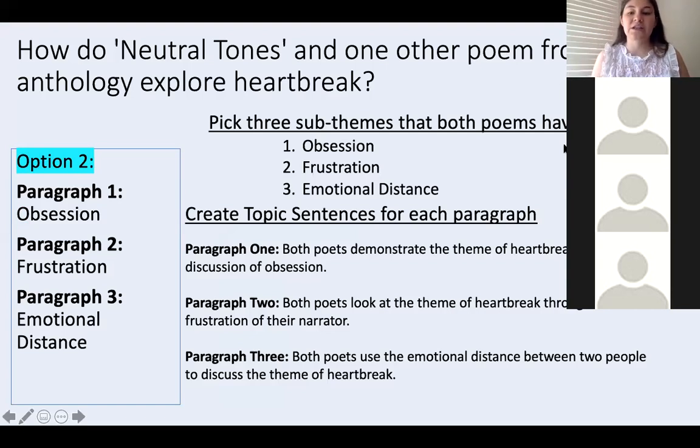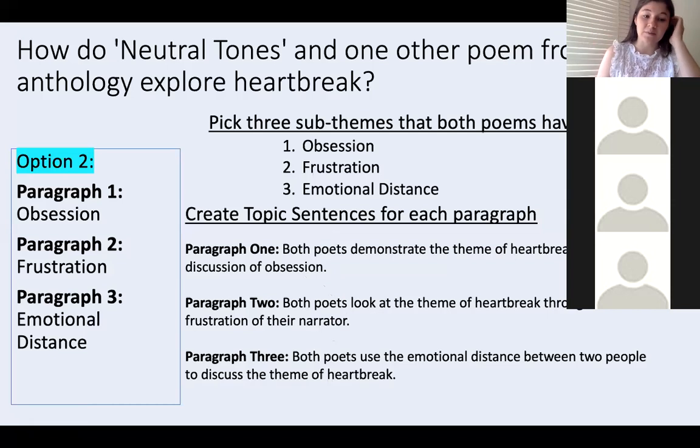All right, Jalen says obsession links to When We Two Parted a lot. Exactly. So the 3 that I've chosen, hopefully you will see link to both poems quite strongly. All right, so what do I do with these 3? I create my topic sentences. Topic sentences are the first sentence that you put in each paragraph, okay? So for example, both poets demonstrate the theme of heartbreak through their discussion of obsession.